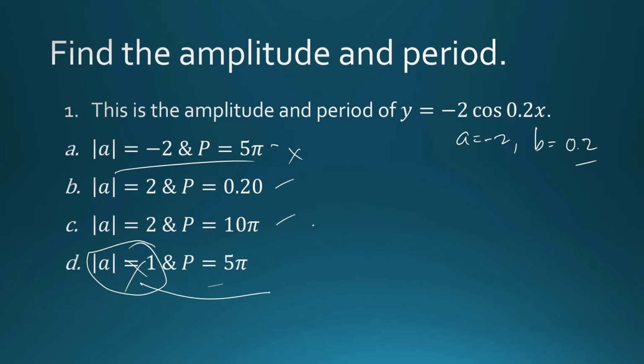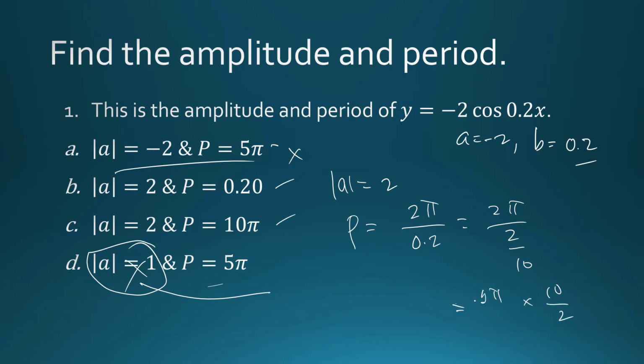So which is our answer here? Our amplitude is equal to 2. But what about the period? The period is equal to 2 pi divided by 0.2. You know what? 0.2 is the same as 2 over 10. 0.2 is like 20% and 2 is 20% of 10. So our answer here is this one. It's letter C.